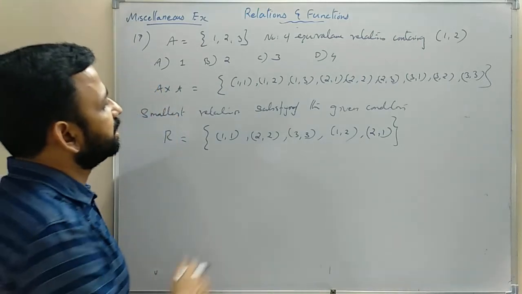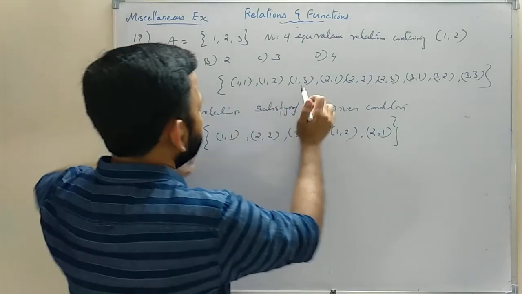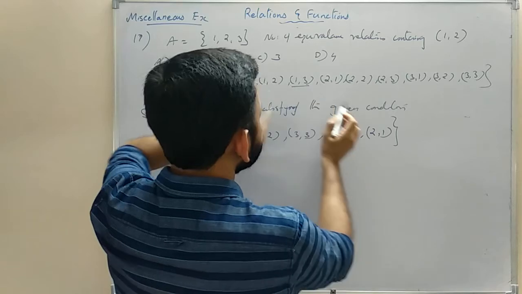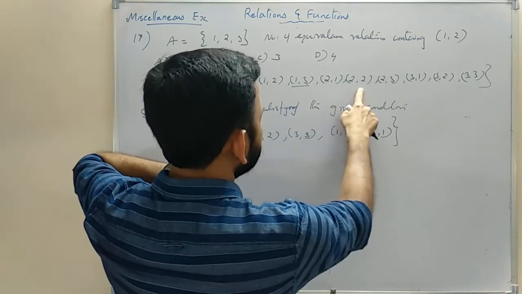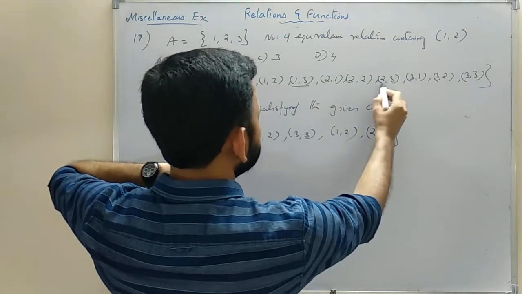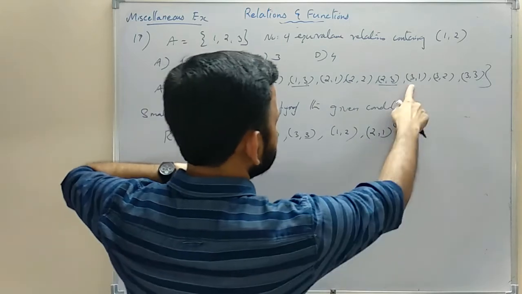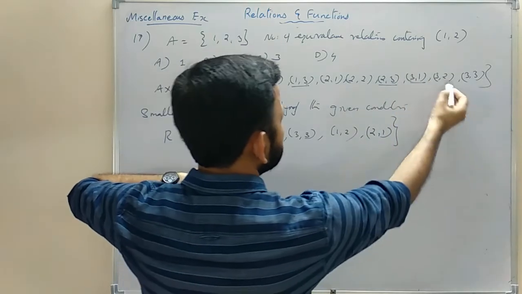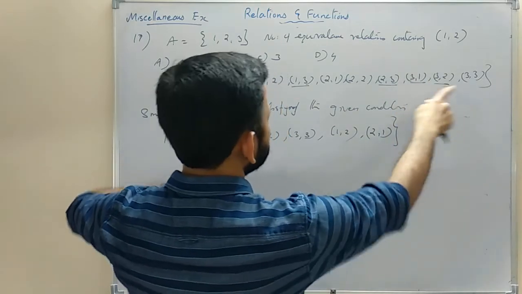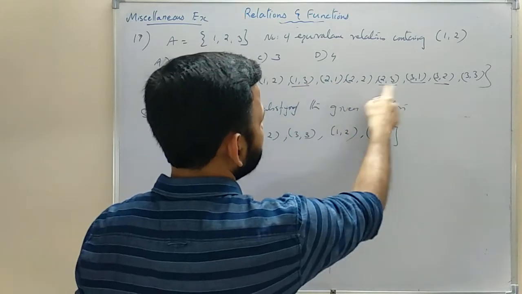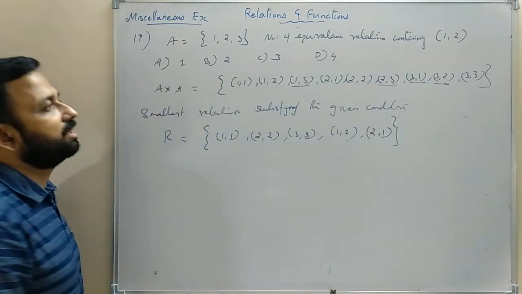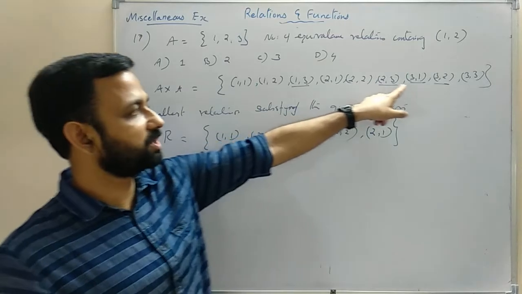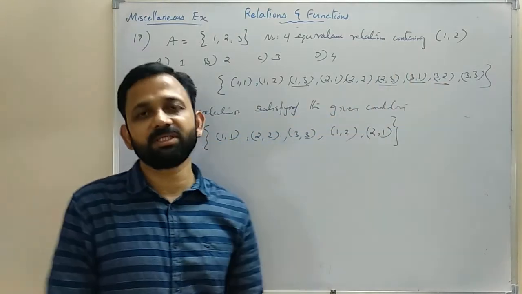So here (1, 1) is there, (1, 2) is there, (1, 3) is not there. (2, 1) is there, (2, 2) is there, (2, 3) is not there. Then (3, 1) is not there, (3, 2) is not there, (3, 3) is there. So we have these elements left out: ordered pair (1, 3), ordered pair (2, 3), ordered pair (3, 1) and ordered pair (3, 2).